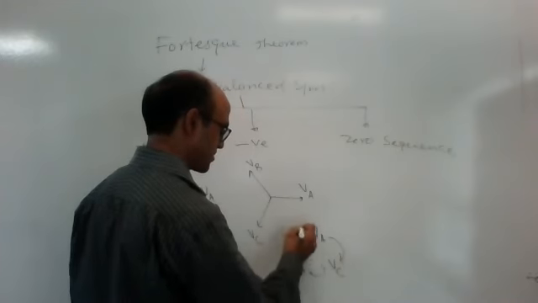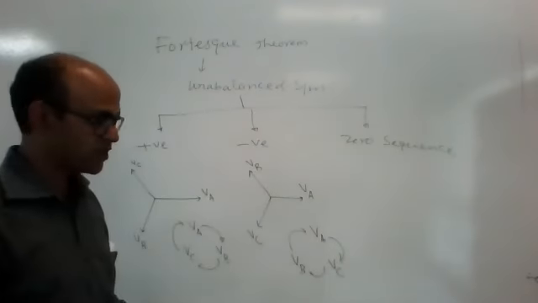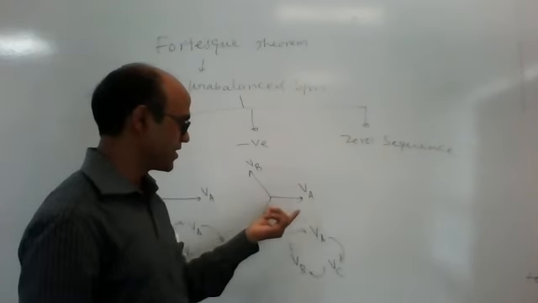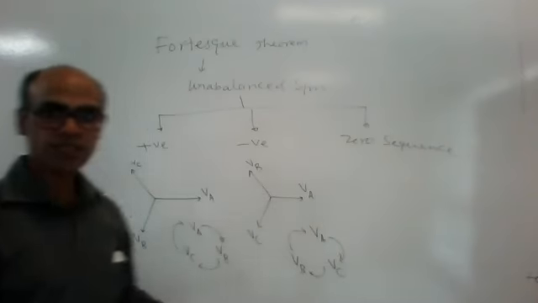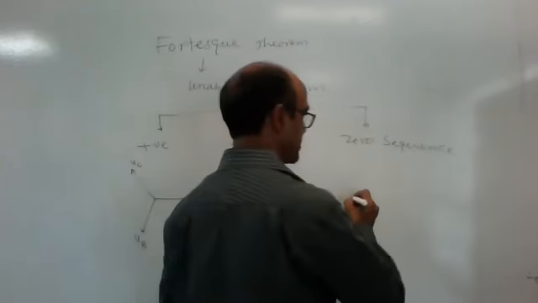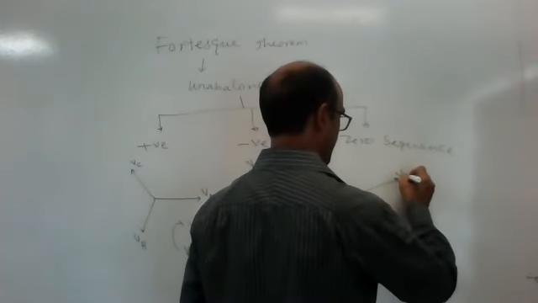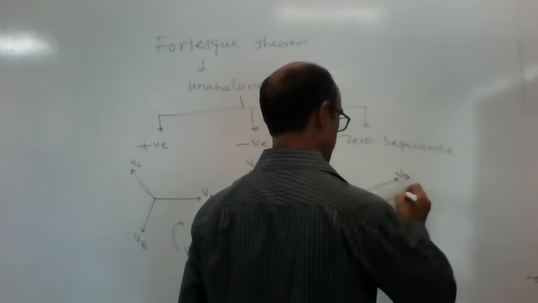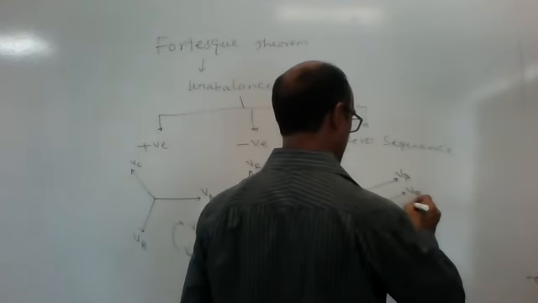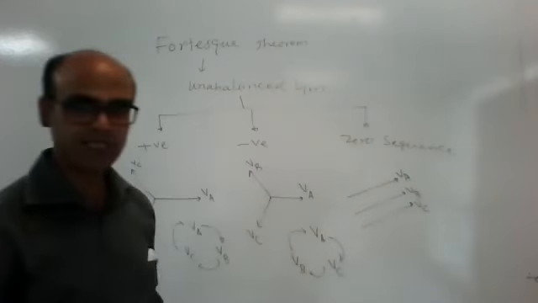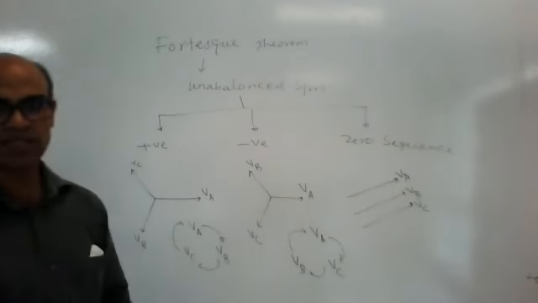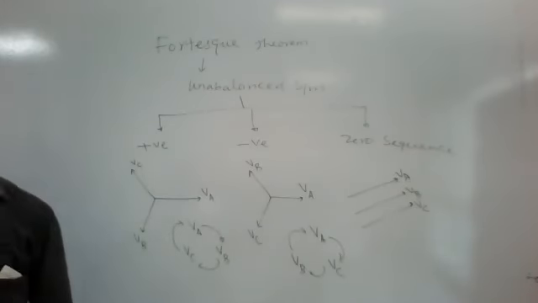Negative phase sequence. Zero phase sequence means there is no phase displacement between these three phases. So zero phase sequence means all have a phase displacement of zero. So VA is here, then VB is also here, then VC is also here. All three phases are parallel. It means there is no phase displacement between these three phases. That is called zero phase sequence.